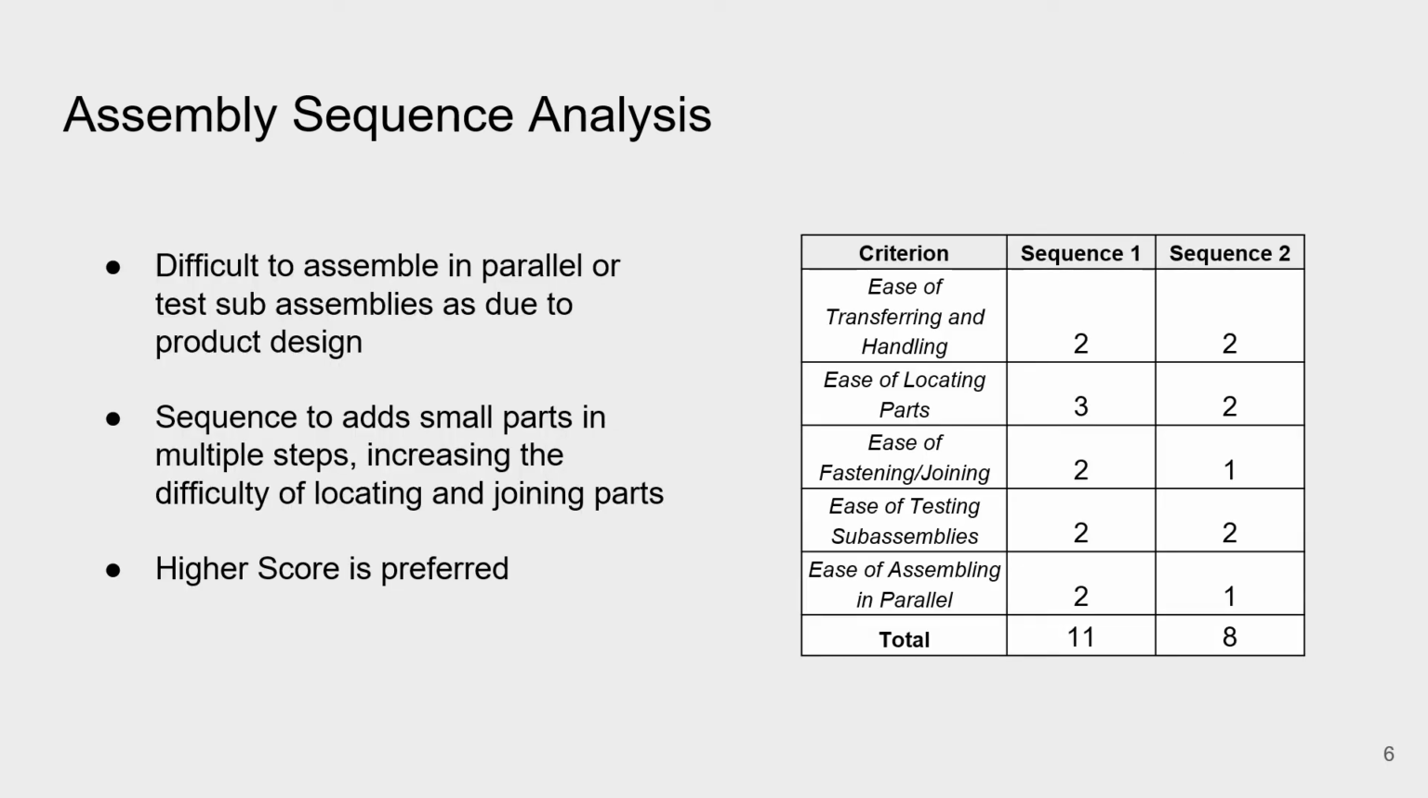For the assembly sequence analysis, both sequences were scored based on a number of factors. Both sequences scored low in the ease of testing sub-assemblies and assembly in parallel categories, as it is difficult to break the product into multiple sub-assemblies. Sequence 1 scored higher in ease of locating parts and ease of fastening and joining. This is because Sequence 1 adds the smaller accessory parts in one step, while Sequence 2 breaks up the process. From this analysis, Sequence 1 is the better assembly sequence.